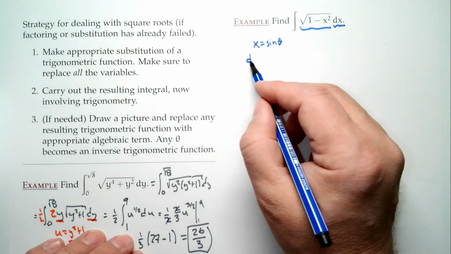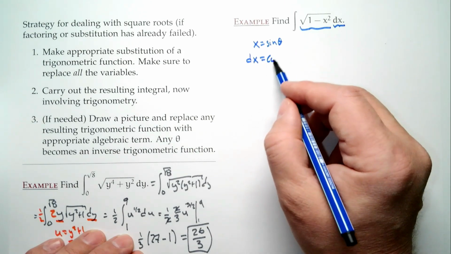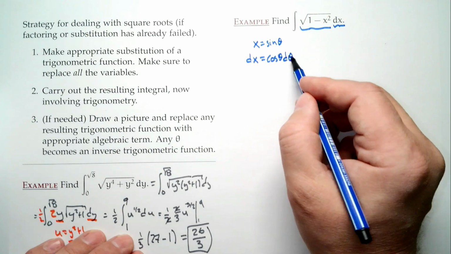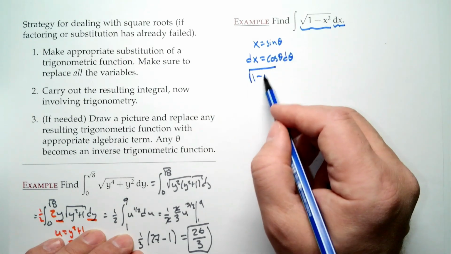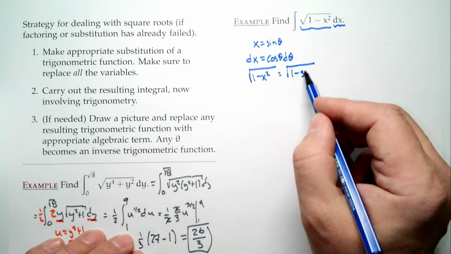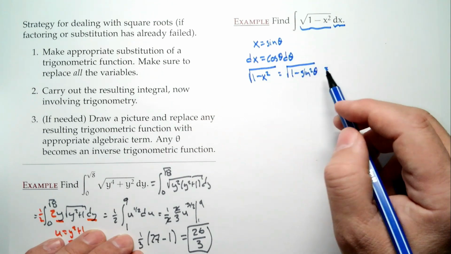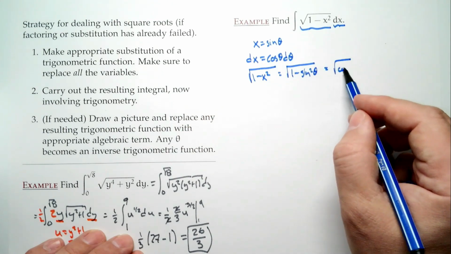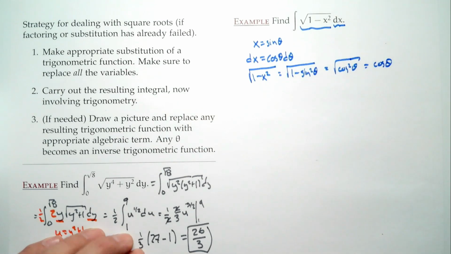So we say, okay, what is dx? Derivative of sine theta? Cosine theta d theta. Now, the square root of 1 minus x squared. Well, that's the square root of 1 minus sine squared. Well, that is square root of cosine squared, which we'll just assume to be cosine. When it's an indefinite integral, we don't worry about absolute value issues.